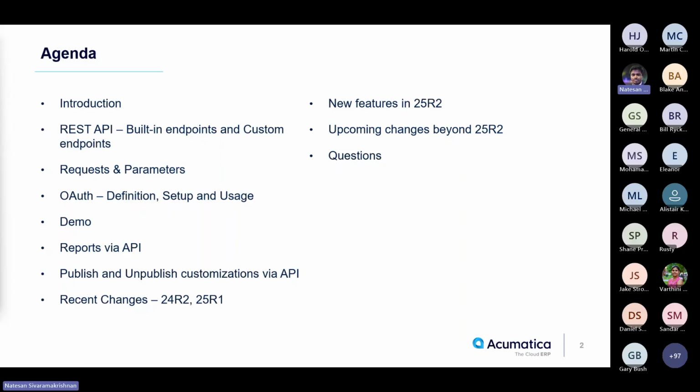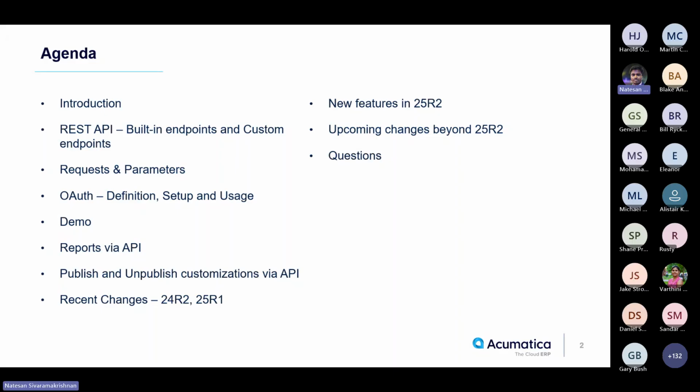On the agenda today, we'll be discussing the basics of Acumatica web services, which includes the built-in endpoints, review the system contracts of the built-in endpoint, create a custom endpoint, and review the basics of the API requests and parameters that are used to modify the data. We'll also briefly discuss the OAuth authentication framework and the different workflows that are supported in OAuth 2.0, and see how to set up your application in Acumatica.